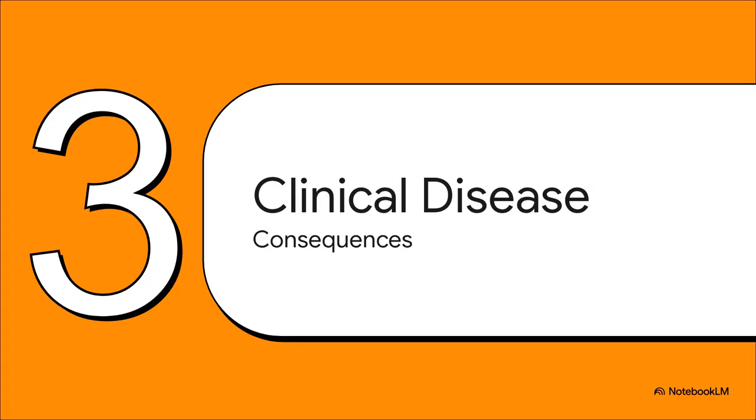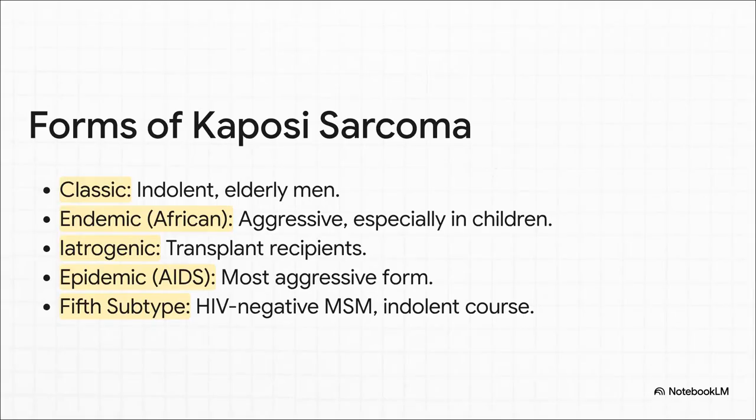Okay, so we've got this pathogenic mechanism down, but what does it actually look like in the clinic? Well, the consequences of this dysregulated life cycle are incredibly diverse, leading to a whole spectrum of clinical disease. It's really important to understand that Kaposi sarcoma is not just one thing. It shows up in 5 distinct epidemiological forms.